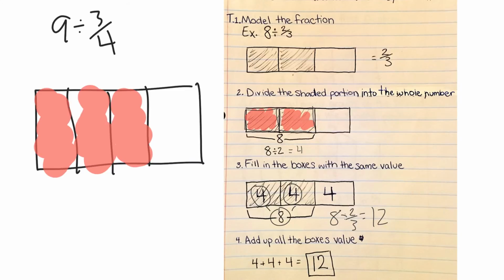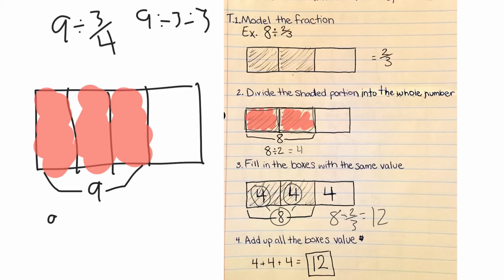All right. Step number 2 says divide the shaded portion into the whole number. So our whole number is 9. I'm going to come down here, and I know that 9 needs to be split up into those 3. I'll do that up here. 9 divided by 3 is 3. So I know that each box is worth 3.